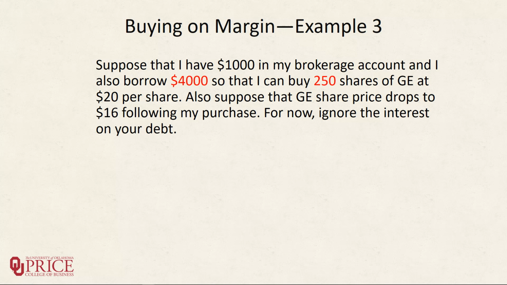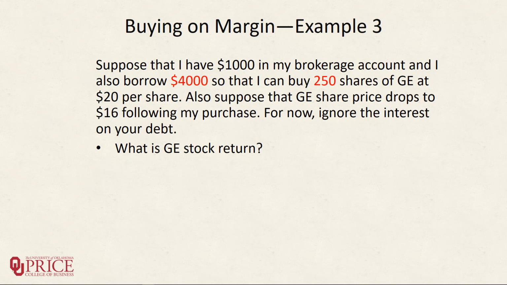Remember, in the previous 2 cases, I contributed $1,000 of my own money, and then I borrowed $1,000 from my broker. But in example 3, I brought in $1,000, that's my own money, but I borrowed $4,000. So I borrowed a lot more money because now I have a total of $5,000, so I can buy more shares. So I bought 250 shares of GE stock. Well, let's see what's the effect here.